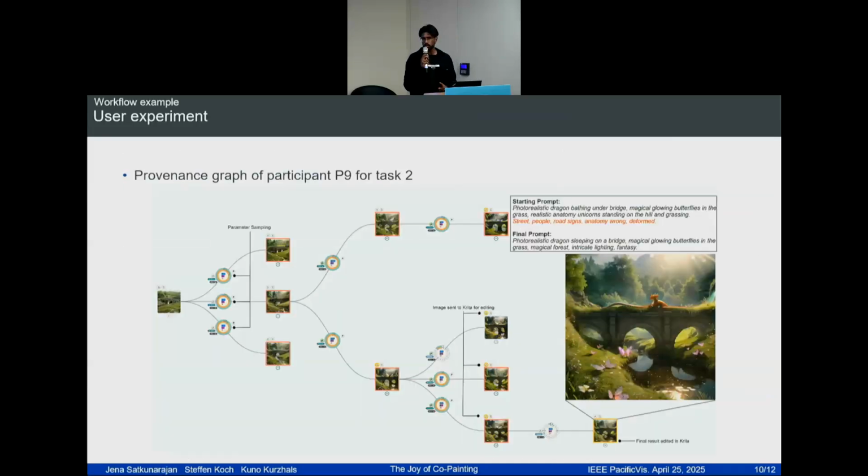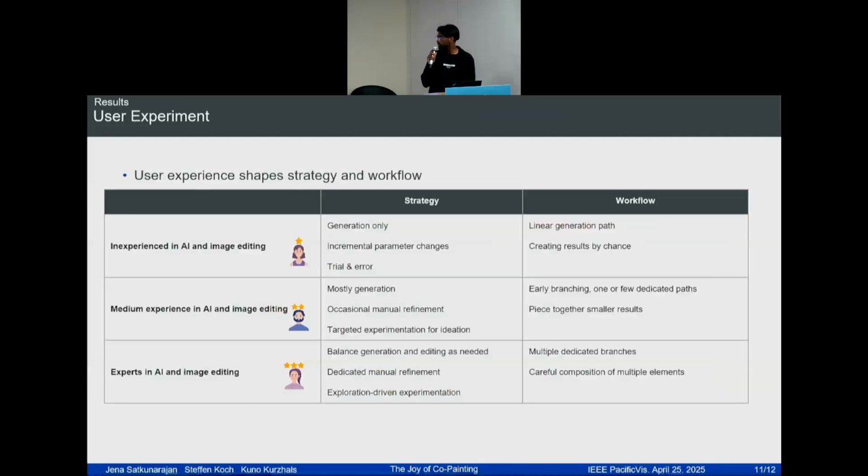This here is one of the results for the second task of one of the participants and shows a pretty complex provenance graph where the participant utilized basically all the tools we provided. We paid special attention to the strategies and the workflows the participants employed, and we found that the experience heavily shapes the workflows, and that depending on the experience, all participants had a pretty unique way of achieving the results, and this also reflected always in the provenance graph.